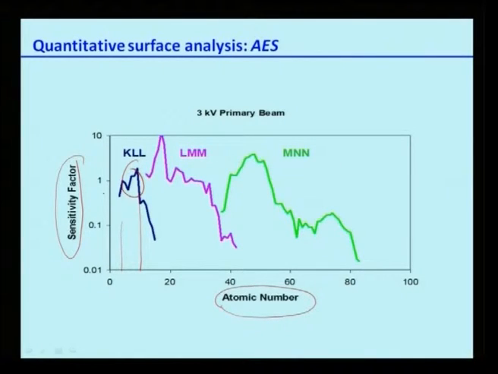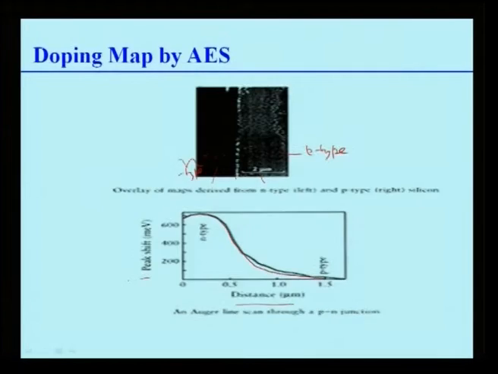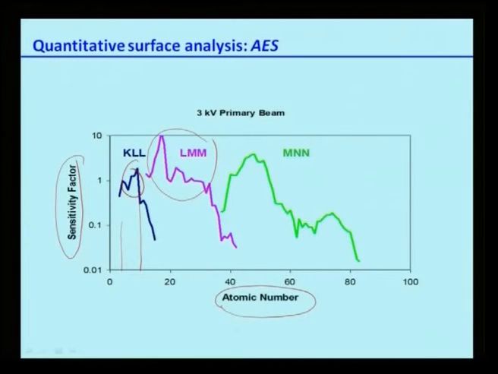The highest sensitivity factor is obtained for LMM transitions, and LMM transitions take place for a large number of elements, starting from atomic number 16 to atomic number about 65. Let me go back there to show you. This is 45. So it basically starts from 12 to 45, so that's a large range, and that is the range where we have a very large value. You can see here this is something like 12, and this is something like 35 or 40 here. So in this range the sensitivity factor is quite high, and therefore our measurements will be better.